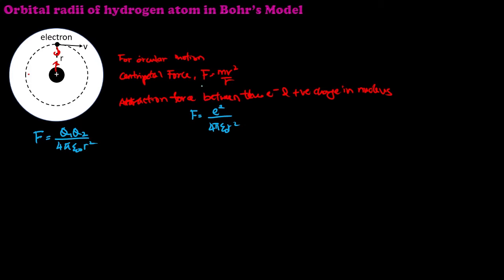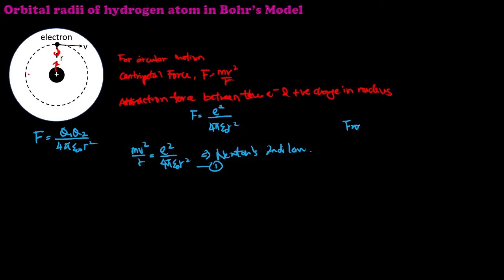So these two expressions are equal. Okay, so we have mv squared per r equal to e squared per 4 pi epsilon naught r squared. So this is actually from Newton's second law. Why? Because it's the change in momentum. Okay, let this one be equation 1.